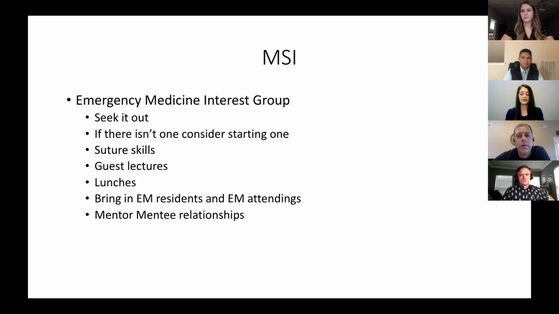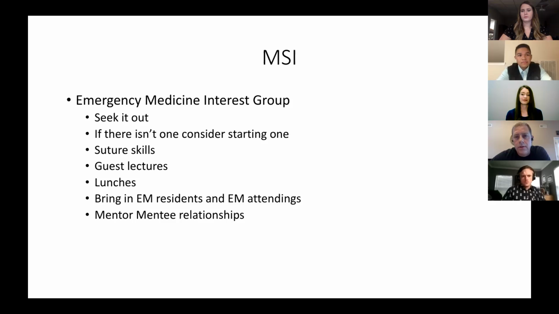Some of the things you can do through the EMIG groups: bring in guest lecturers, either community EM attendings or attendings from the residency program that's affiliated with your medical school. You can start a suture skills class. There's nothing more fun than learning how to put in a simple interrupted suture when you're a first year medical student. You get some really good hands-on experience. It makes medicine feel real to you when you do that. And if you can organize things like that, it just makes everybody that much more positive about what they're doing.